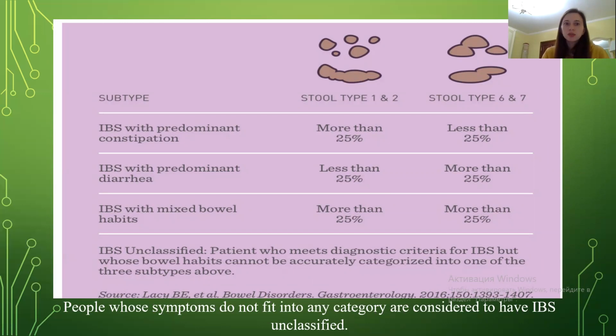And classification of irritable bowel syndrome: with predominant constipation, with predominant diarrhea, and mixed or combined, a variant of diarrhea and constipation. And maybe an unclassified variant.